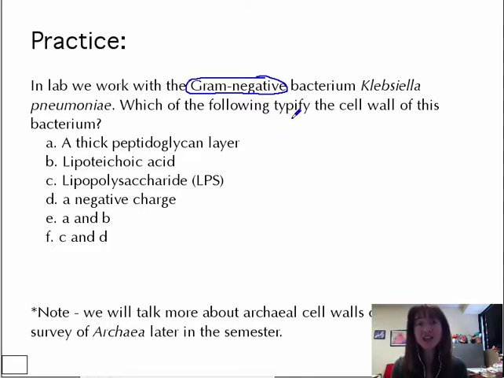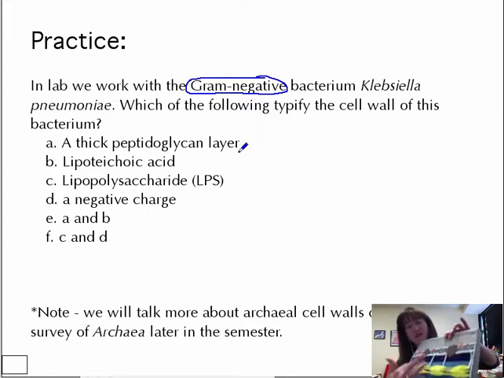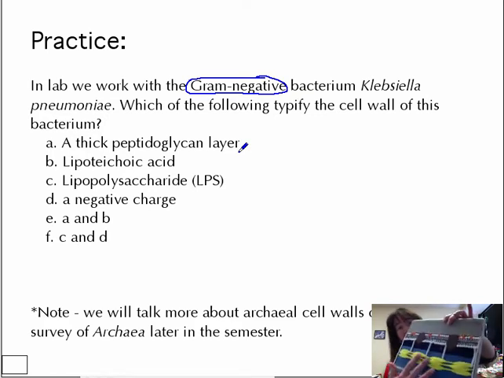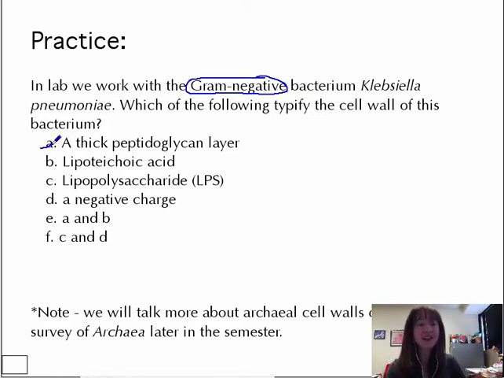But first, let's just think about answer A and whether or not it would have a thick layer of peptidoglycan. Well, remember that that wouldn't be true because it would have just a thin layer. So remember the very thin layer of peptidoglycan there. So we can cross off A.